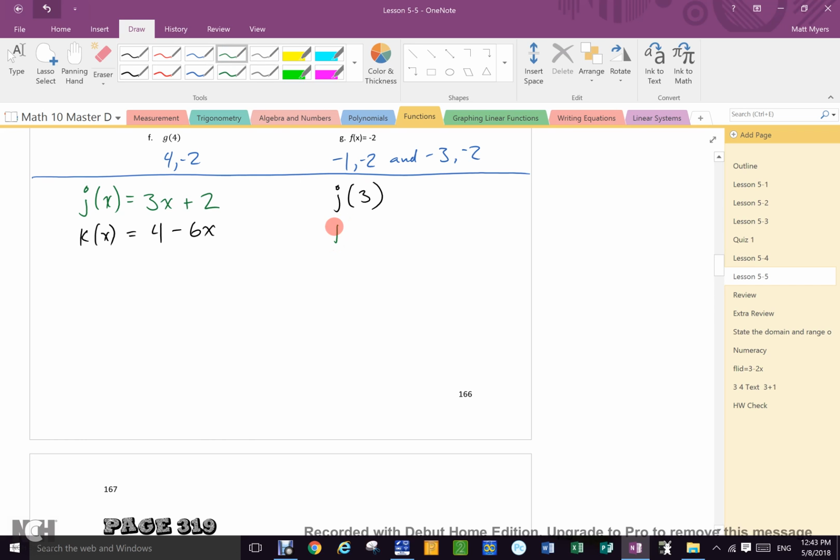So the J of 3 is what? 3 times what? 3 plus 2, correct? What is 3 times 3, plus 2? So the J of 3 equals 11, yes? But I wanted the K of the J of 3. What is J of 3? 11. So what goes here? 11. So don't I want the K of 11? Yes. Great.